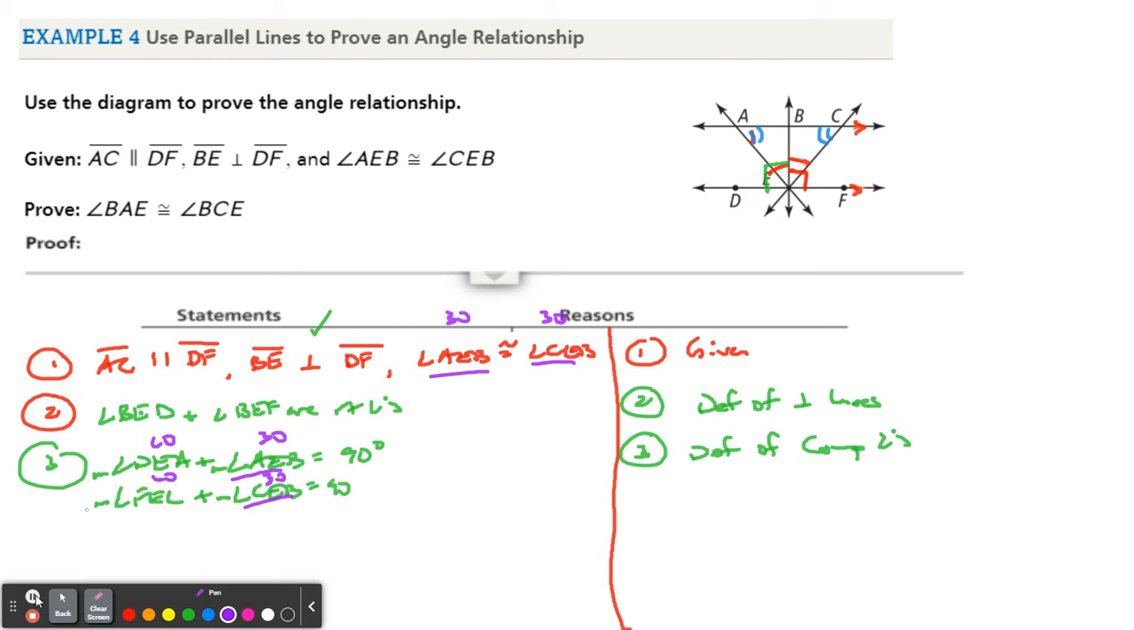There is a theorem called the congruent complements theorem. You probably don't remember this. We learned it back in topic 1. But because angle DEA and angle FEC are complementary to congruent angles, they are congruent to each other. So angle DEA is congruent to angle FEC. And this is called the congruent complements theorem.